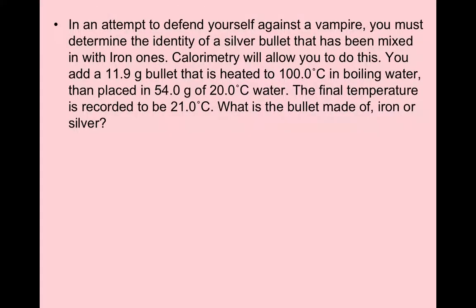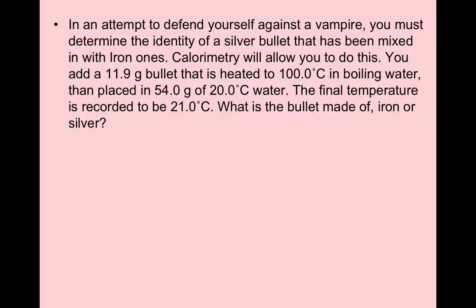All right, now we're going to have some fun here. We're going to do a practice problem that's not in your notes packet, but you might want to draw it in on the side, and maybe by the time you're watching this video, I'll have added it into the notes. This is kind of a fun problem. So in an attempt to defend yourself against a vampire, you must determine the identity of a silver bullet that has been mixed in with iron ones. I'm not sure if bullets are made of iron. Probably they're not, but that's our other ones here.